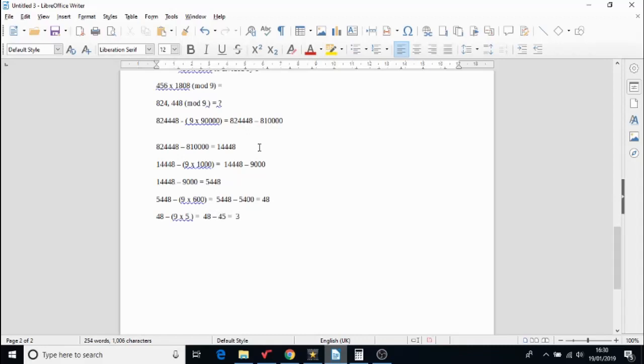Therefore, 3 is your remainder, because 9 can't go into 3 anymore. So when you multiply 456 by 1,808 and then divide that by 9, the remainder is equal to 3. So 3 is the remainder, and that is how you use modular arithmetic to work out the remainder.